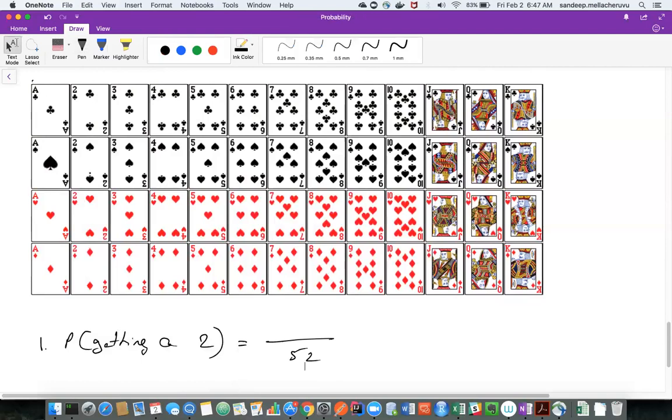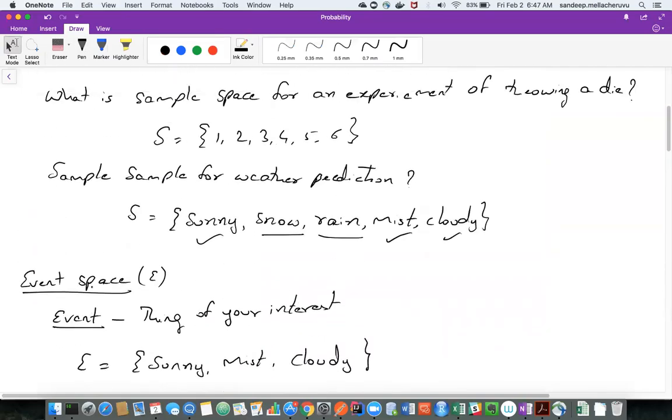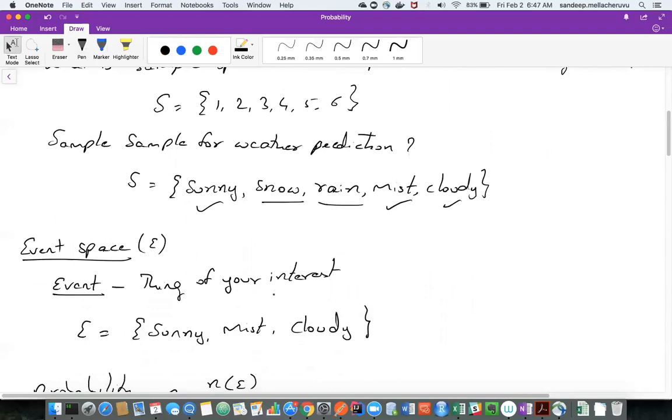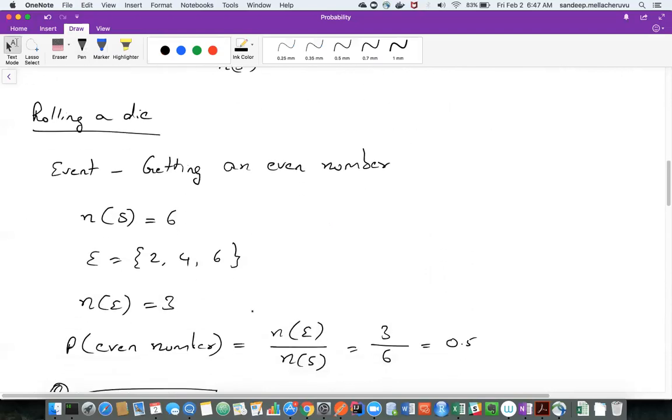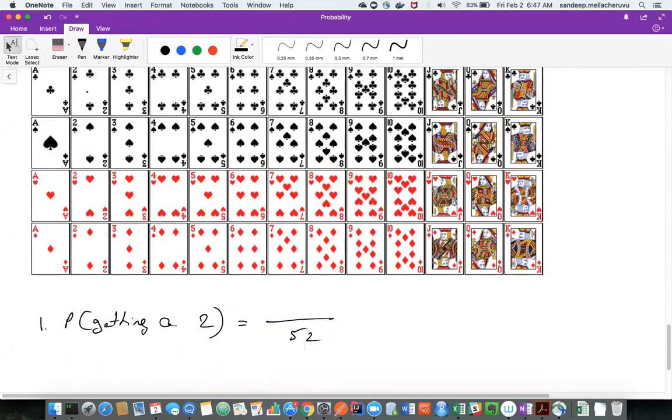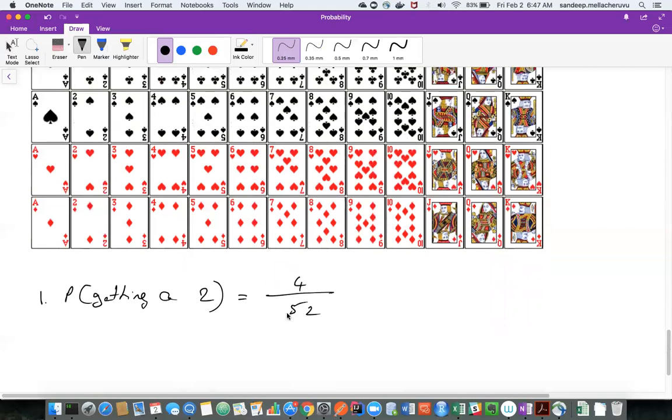So there are 4 2s you can see. So that is your event. So what is an event? An event is a set of your interests. Here the event is getting a 2. So you have 4 possibilities of getting a 2. So your probability is n(E) by n(S). n(E) is the number of elements in the event. So you have 4 events here, and the total sample space is the entire deck of cards, which means it is 52. So 4 by 52.